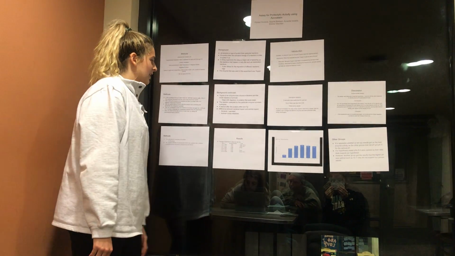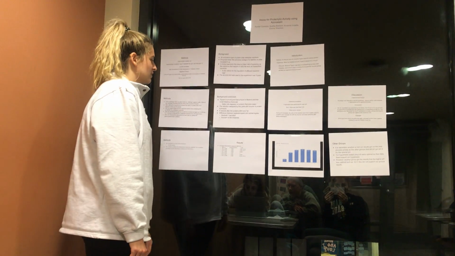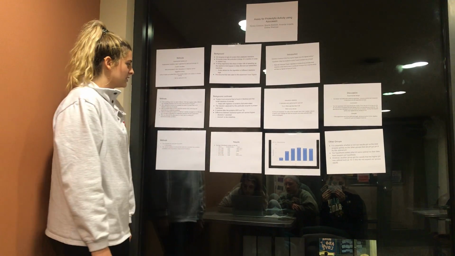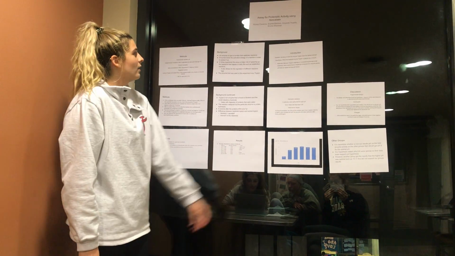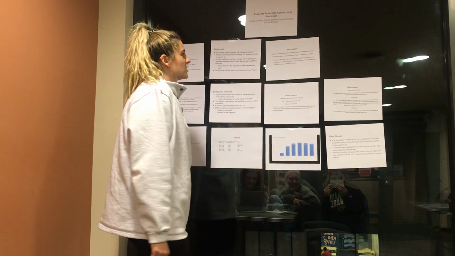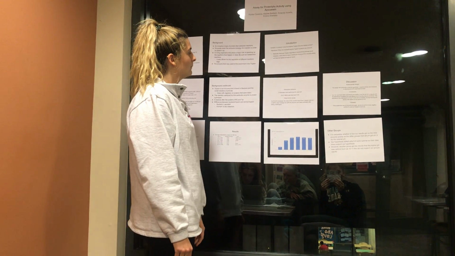The difference between bacterial trypsin and animal trypsin is that bacterial trypsin is secreted and animal trypsin is in the small intestines. For our introduction, our question was: at what pH does the enzyme trypsin have the highest activity?